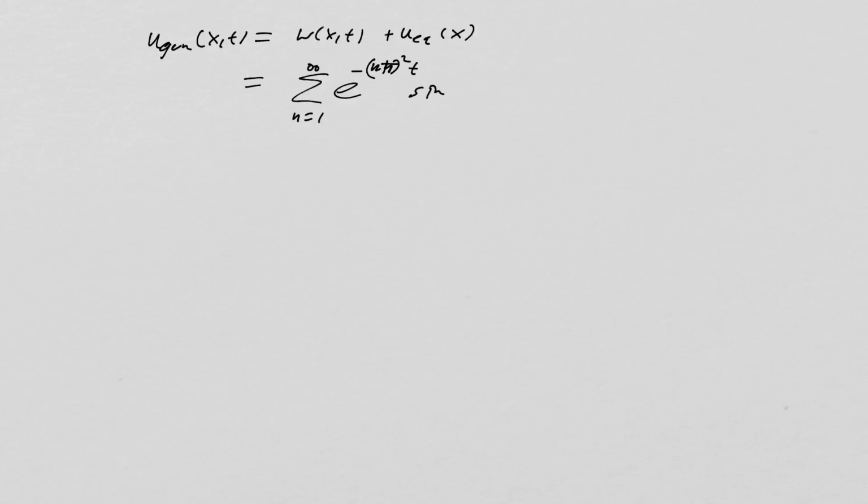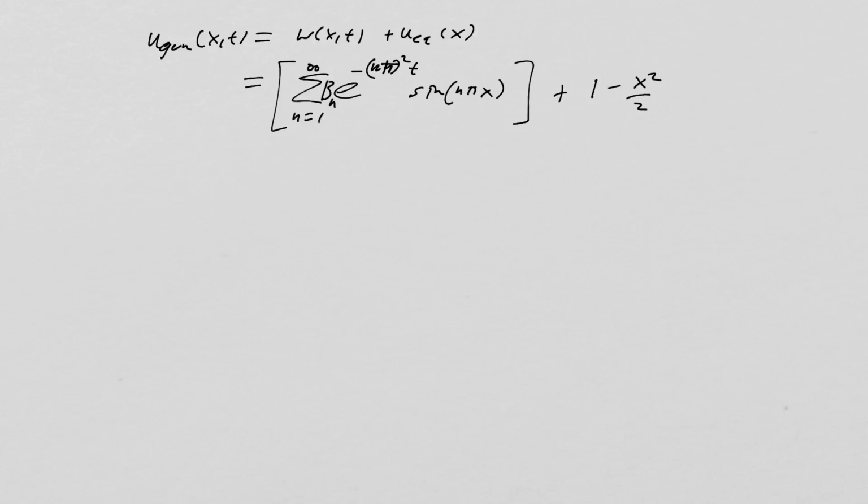So what we have here is u general solution of x comma t is going to be equal to w of x comma t plus u_eq of x. And I can rewrite that as the sum, n goes from 1 to infinity, e to the negative n pi quantity squared times t times sine of n pi x, plus, so we have to have our b_n parameters in there. And then we have 1 minus x squared over 2. All right.